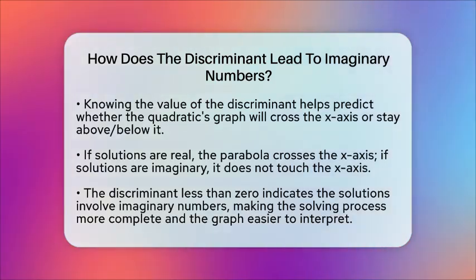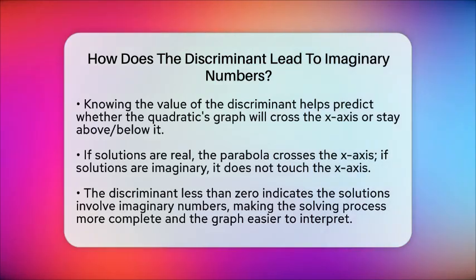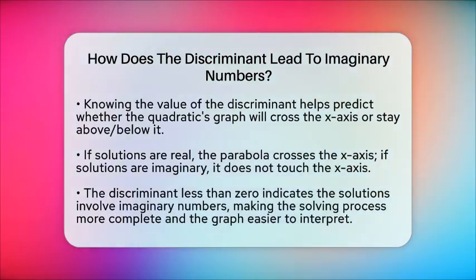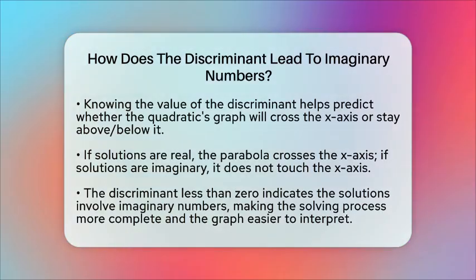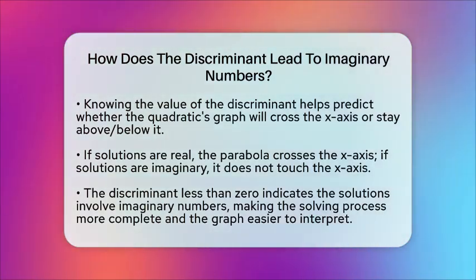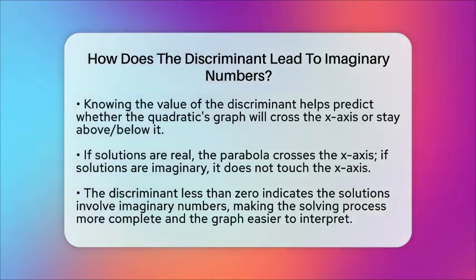So, in simple terms, the discriminant leads to imaginary numbers when it's less than 0, showing us that the solutions are not real but involve the imaginary unit, i. This connection makes solving quadratic equations more straightforward and helps us understand the shape of the graph better.